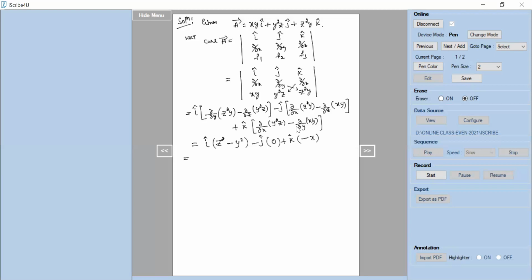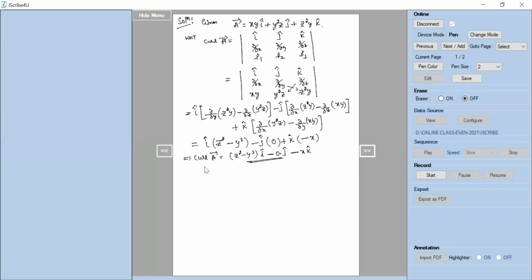Right, so this implies curl A equals, so I'll write like this, (z square minus y square) i cap minus 0 j cap minus x k cap. This is the curl. So this is how we can find the curl of a vector. In the previous problem I discussed how to find the divergence and gradient, and this is with respect to curl calculation.